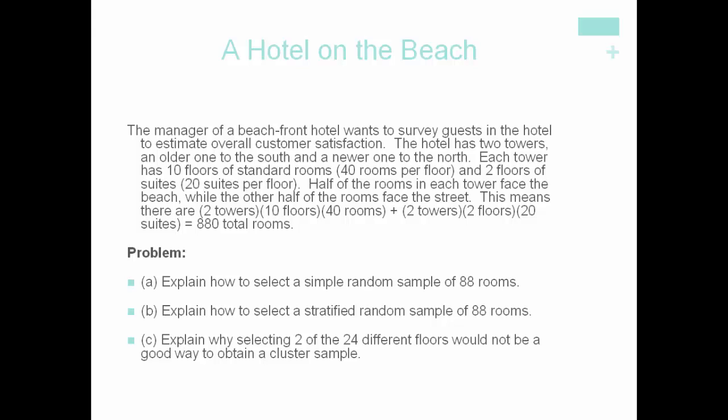The last one: explain why selecting 2 of the 24 different floors would not be a good way to obtain a cluster. Although it would be easy to collect data once the floors were selected, since you only need to visit 2 floors, each floor is more homogeneous than heterogeneous, which is not a good thing for clusters. Ideally, each cluster should include all the different types of rooms. If you only selected 2 floors, you would likely get no suites in the sample or get only one of the towers in the sample.